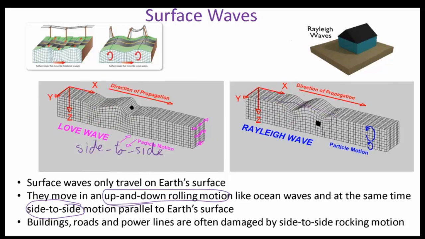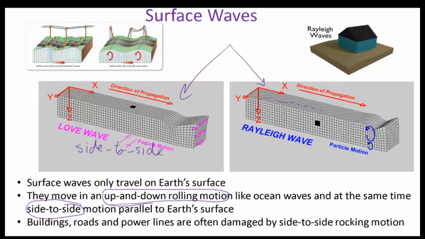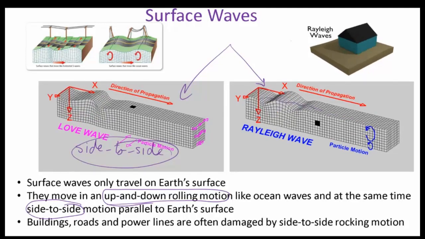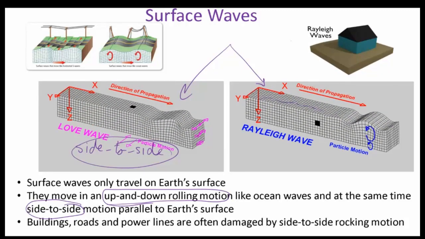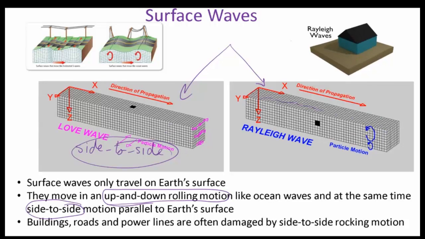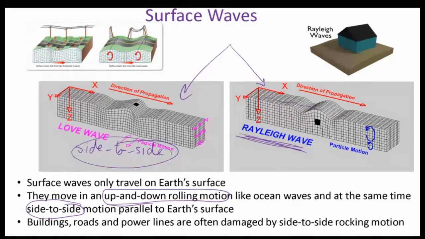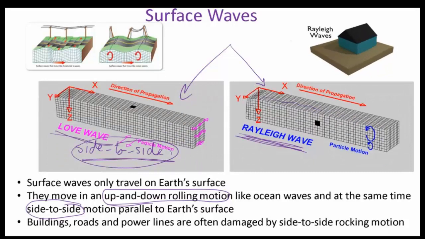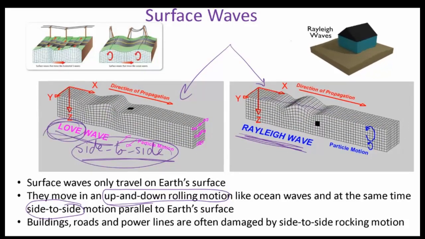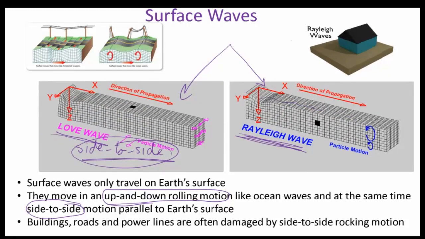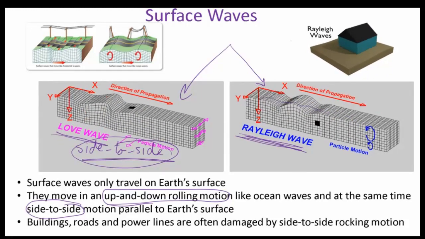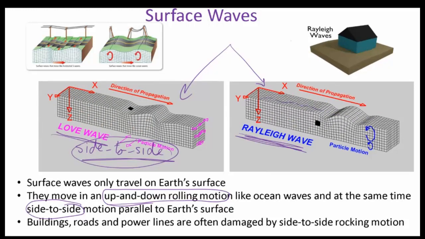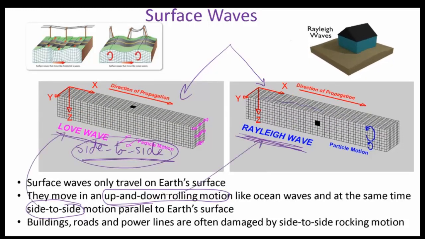So the surface wave has two components, the side to side and the up to down rolling motion. The seismologist who discovered the up and down rolling motion was Rayleigh. So it's named after him, Rayleigh wave. He was a seismologist. The other one, the side to side, was discovered by Love. That's the name of the scientist, the seismologist. So we can call it Love wave. Okay. So we have the side to side and the up and down rolling.